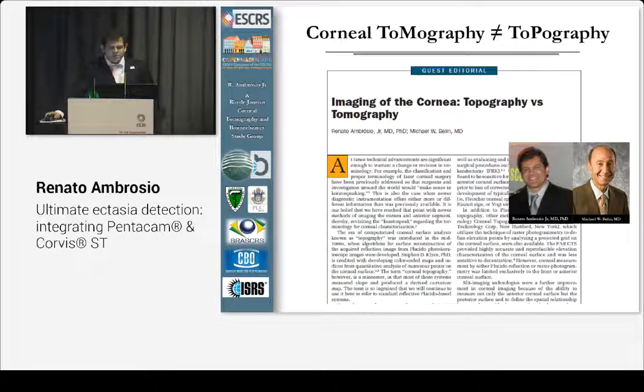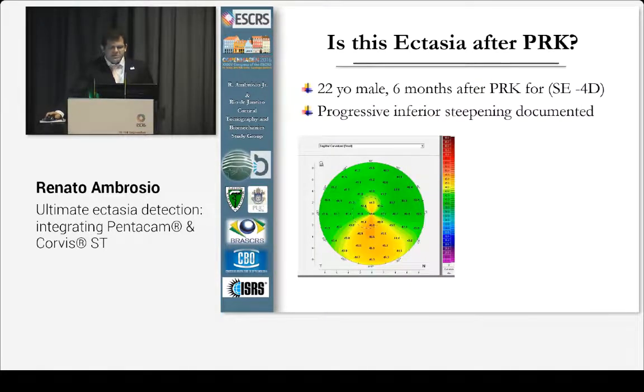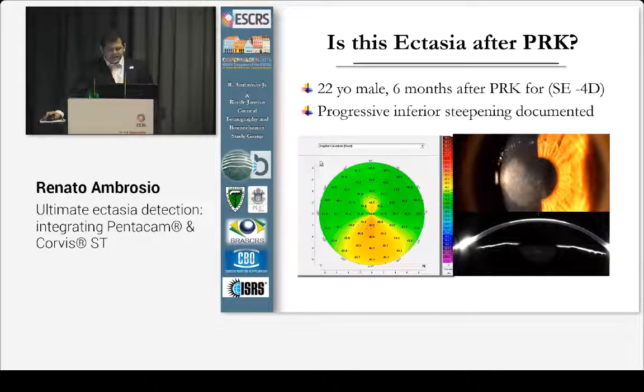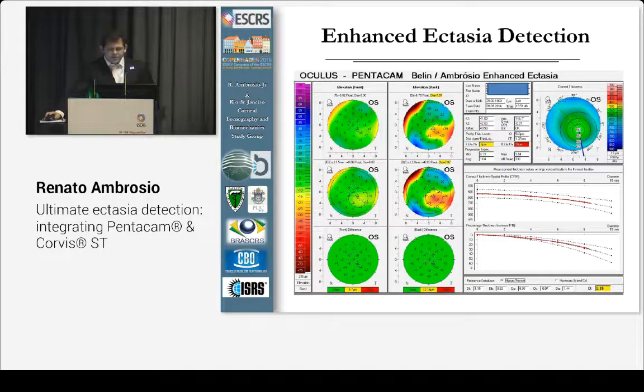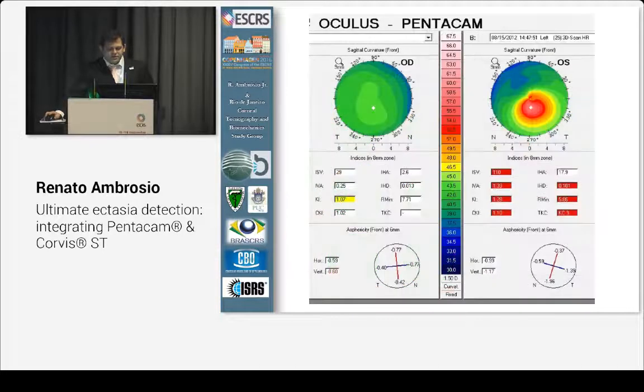So tomography is important. And I put together this editorial with Dr. Belin that we have to acknowledge the difference between tomography and topography. This is a case that had progressive inferior steepening after PRK, and if you look at tomography data, you understand that this is not ectasia because of the thickening. The combination of thickness profile and elevation with the Belin Ambrósio Enhanced Ectasia display gives you an objective D. This D is very important to detect disease in cases like that.